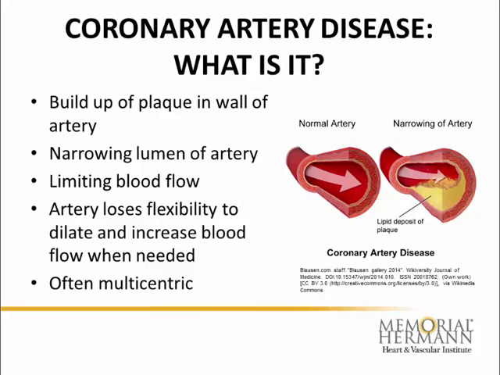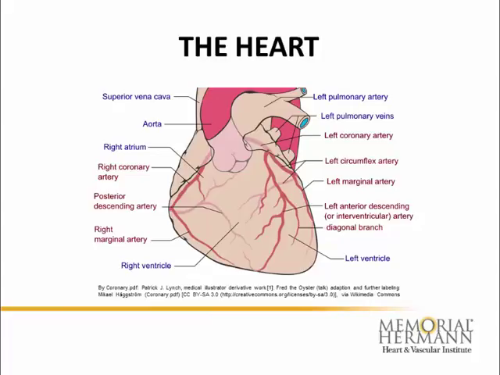If we look at the anatomy of the heart, we can see that there are two main coronary arteries. The right coronary artery supplies the right and inferior surface of the heart, and the left coronary artery has the left main artery first for about a centimeter on the average, and then the left anterior descending coronary artery goes down the anterior or front surface of the heart, and the circumflex artery goes around the left and lateral side of the heart.